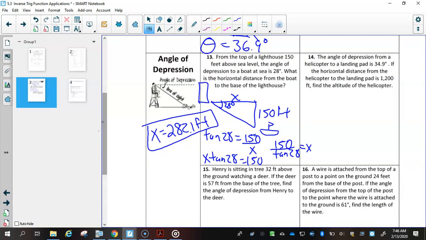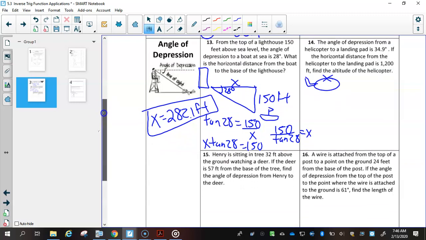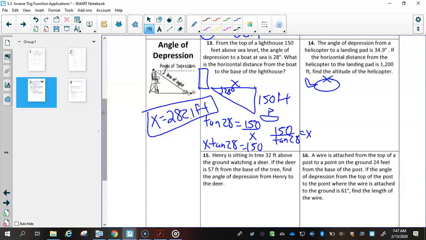Do we want to do one more? Yes. Okay, pick one. 14. Okay. Again, I'm not an artist, but I attempted to draw a basic helicopter. That's gonna be my helicopter. I couldn't even try to draw it. Make the blades just a little bit bigger.